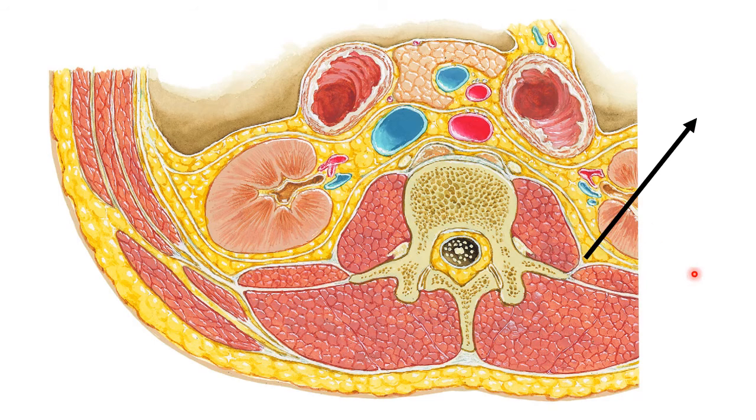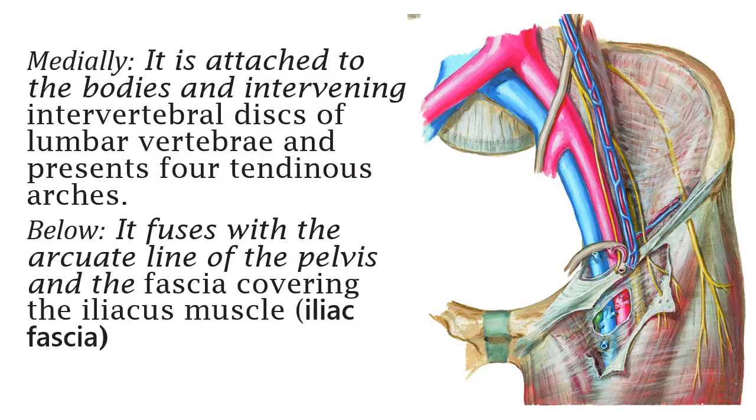So in this picture, you can identify clearly the psoas major muscle, which is arising from the bodies of the lumbar vertebrae and from the anterior surface of the transverse process of the lumbar vertebrae, and it is covered by this fascia iliaca. Laterally, it is joining with the anterior layer of the thoracolumbar fascia. So that is the extension of the fascia iliaca.